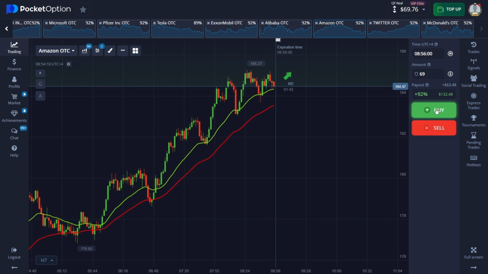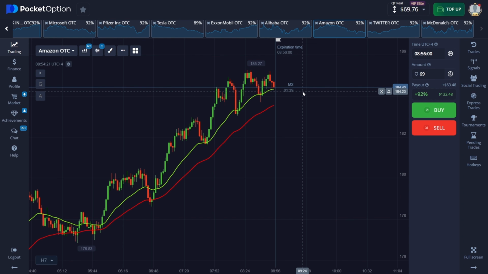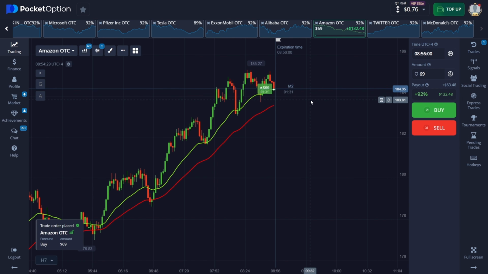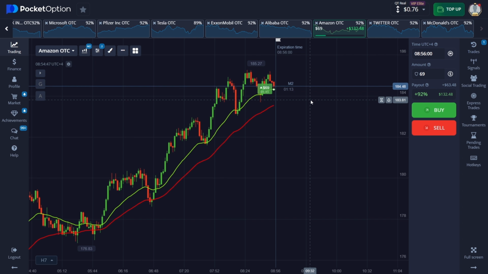I found a trade on Amazon OTC. If this candle gives us an entry near the moving average, I'll place a trade for the upside move. I got a good entry near the 25 EMA, so I placed the trade for the upside move worth $69. As you can see, there was an uptrend, and the candle was taking support from the 25 EMA at the backside, which is why I took this trade. Currently, the trade is going in our favor, but there's still 1 minute left.